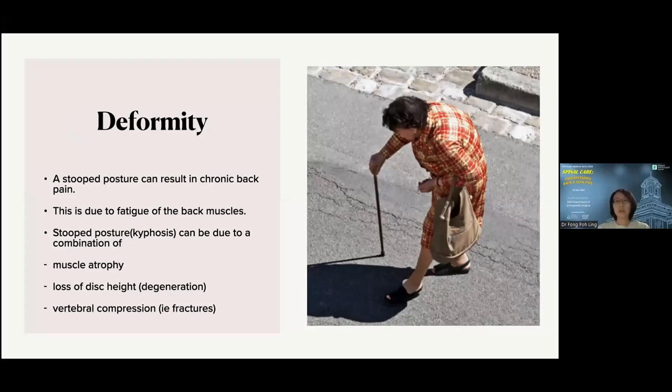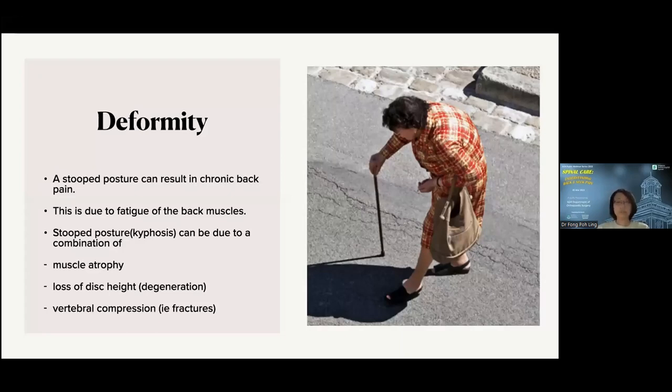Deformity is a problem that is quite often seen in our population due to various causes, and this can result in back pain. Why is this so? There is quite a forward center of gravity for this patient, resulting in a lot of stress on the back muscles. With prolonged walking, this results in fatigue and back pain. This stooped posture can be due to a combination of factors: muscle atrophy, or disc height being lost due to degeneration. And of course, more common in our population is the presence of vertebral compression fractures. This is usually seen in an osteoporotic population within Singapore.